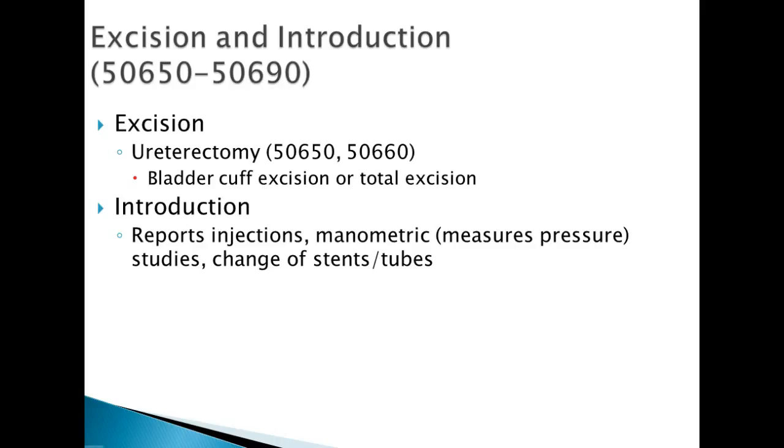A total ureterectomy may be performed by means of an abdominal, vaginal, or perineal approach, or a combination of these three approaches. Code 50660 includes all three approaches or a combination of approaches. This means that if 2 or 3 approaches were utilized, you still only report 50660 one time.